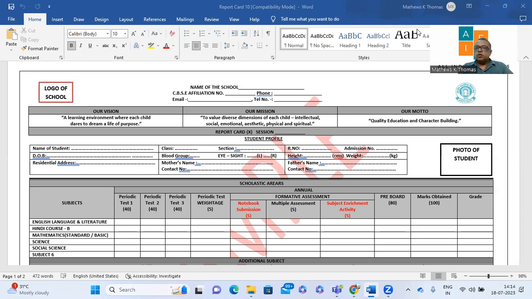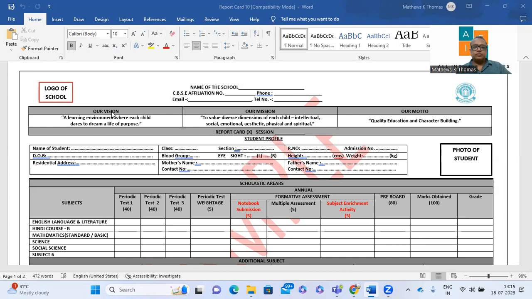So let me take you through this sample report card. Okay, this is nothing official about it. It's a sample report card, which will help you to design your own report cards. So here the logo of the school can come, whichever school you're teaching in. Name of the school, CBSE affiliation number, phone number, email, etc.